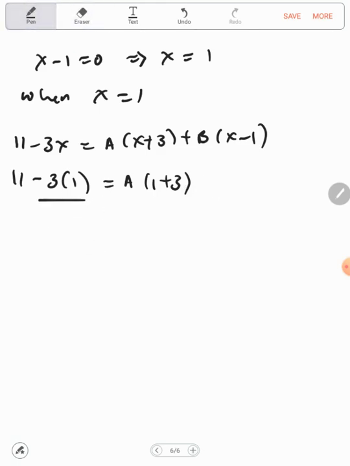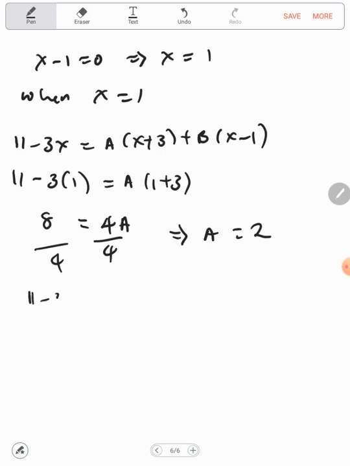Okay, so this gives us 11 minus 3, and that's what? 8. 8 is equal to 4a. Divide by 4, divide by 4, and you have a is equal to what? 2. Now that you know your a is 2 and your b is minus 5, you can just replace now.